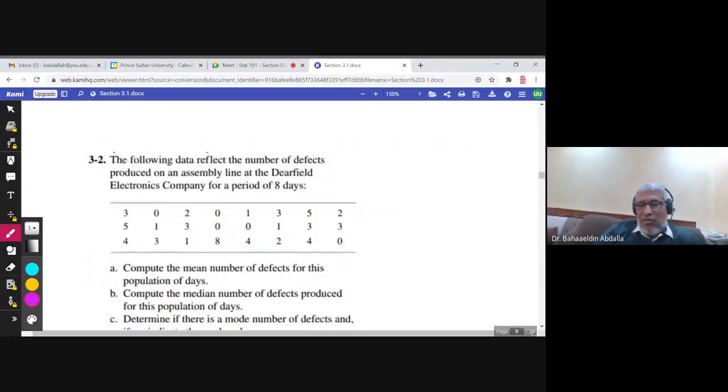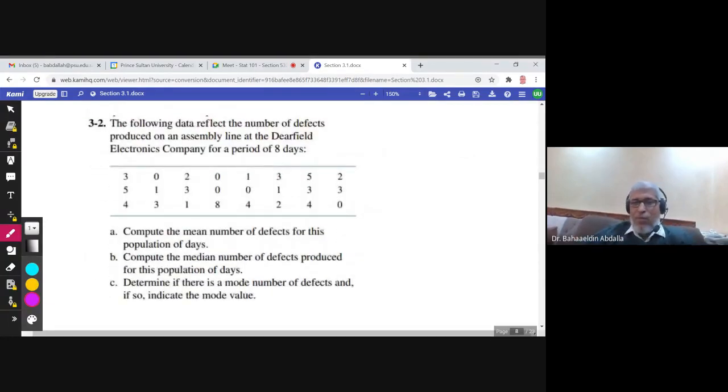Let us just solve this exercise. 3.2: compute the mean number of defects for this population of days. He said that it is a population. We have how many numbers? 8 times 3, 24 numbers. So n is 24. I think this is not correct. It should be 24 days, not 8 days.